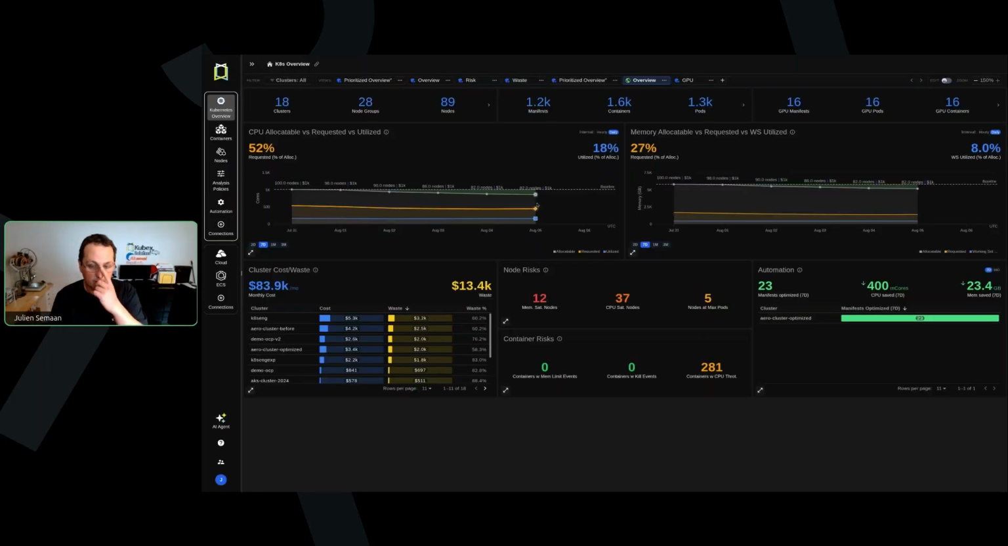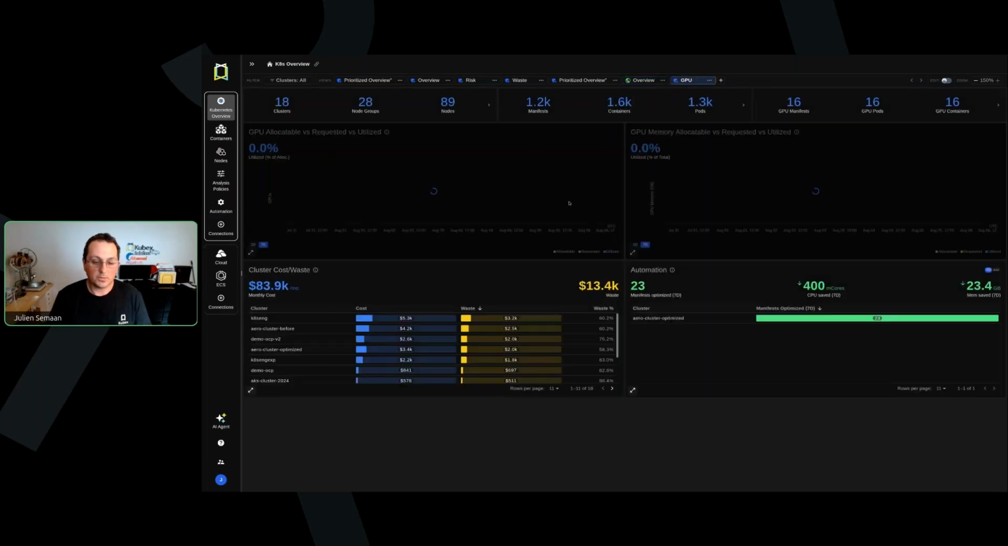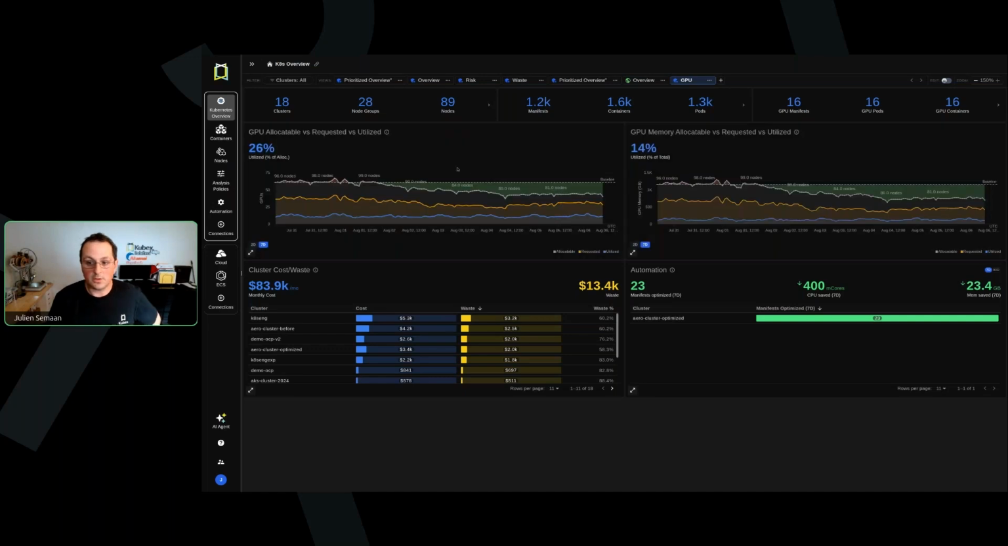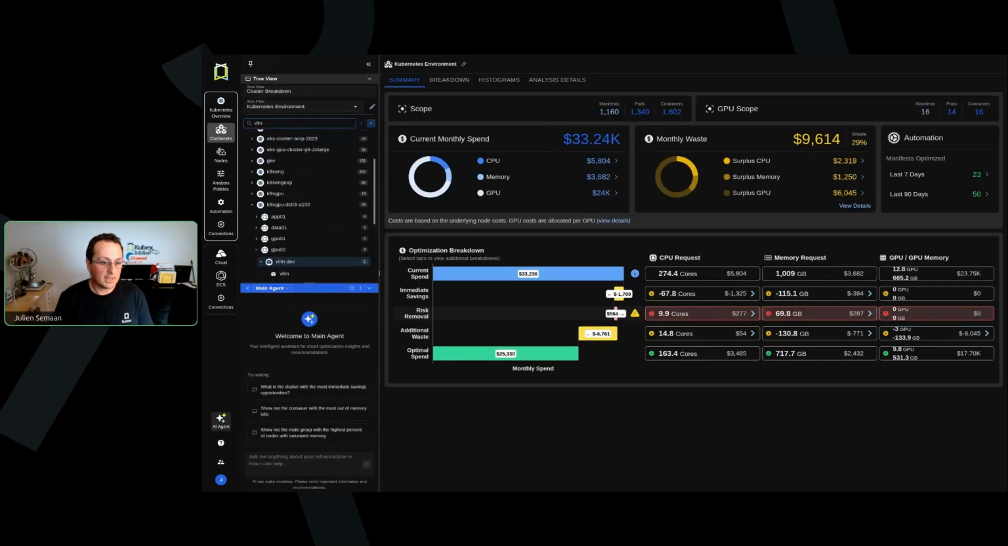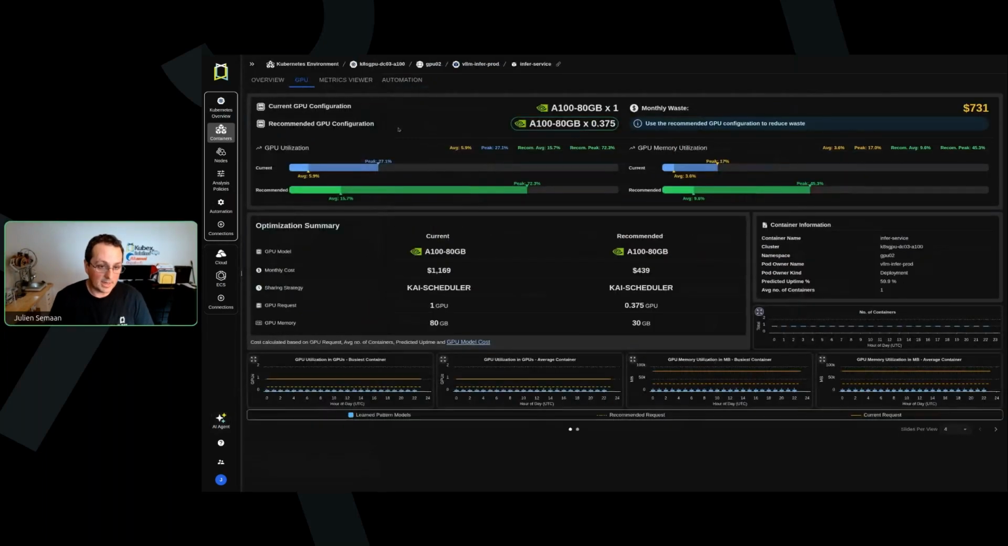Here we're in the Kubex UI. We see our overall GPU utilization, and then we'll start diving into one specific workload and look into it. Let's look at one of our vLLM containers that we have here. I first want to look at one container that we haven't yet optimized. So here we have a vLLM pod that is serving inference.